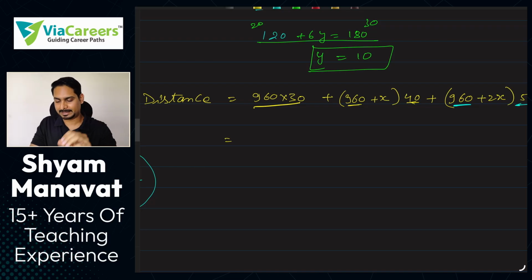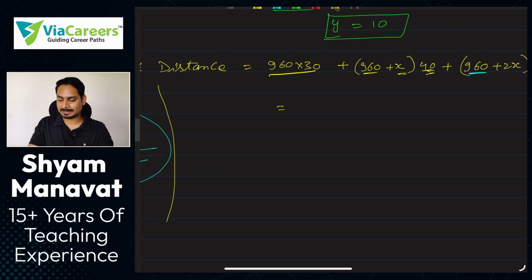There is no step marking in the exam. So this becomes 960 into 30. Let me take 960 common. I have got here 30 plus 40, then 50, then 60, with 960 common.